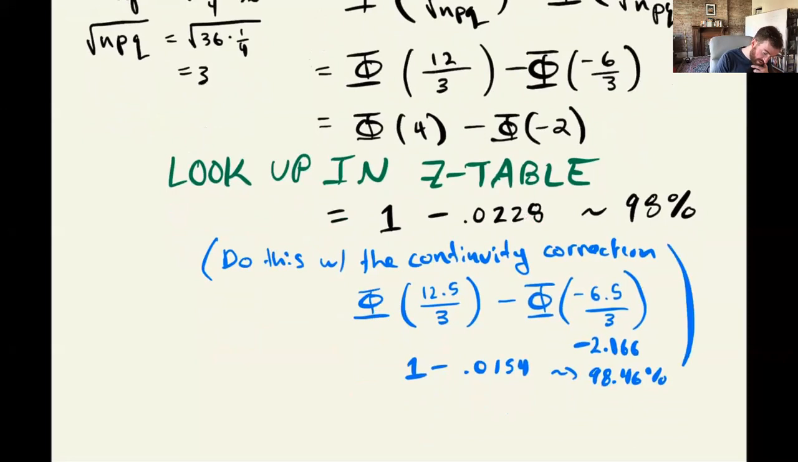All right, so I'm not going to do the continuity correction again, but I think that should give you the basic idea. So now let's compute the probability of Alex passing.